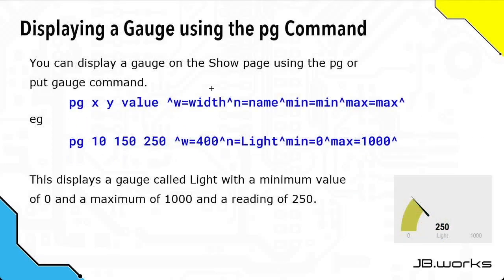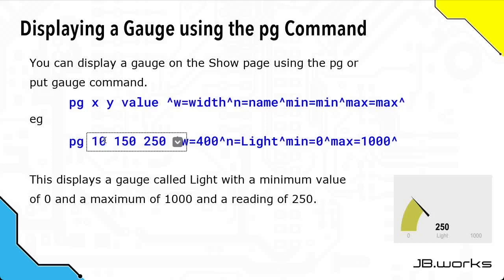So let's first of all just do a quick review of the way we display gauges. We use the put gauge command, which is PG. You have the X value and the Y value, which is the position of the top left-hand corner of the gauge, the value that we want to show, and then the width of the gauge, the name, minimum, and maximum values. So this gauge down here is displaying a value of 250. It's called light, and it has a minimum of 0 and a maximum of 1000. And this is the command.